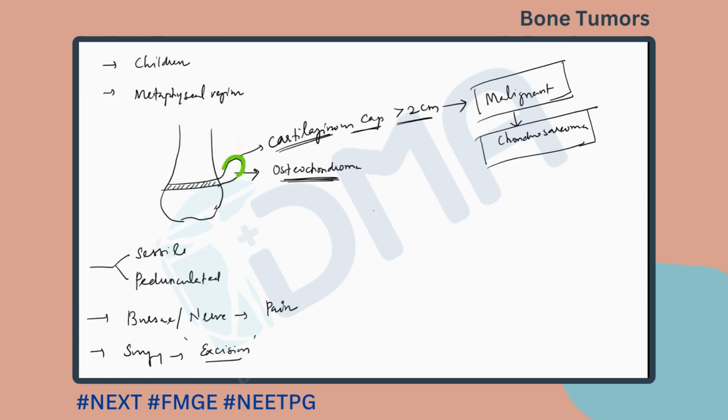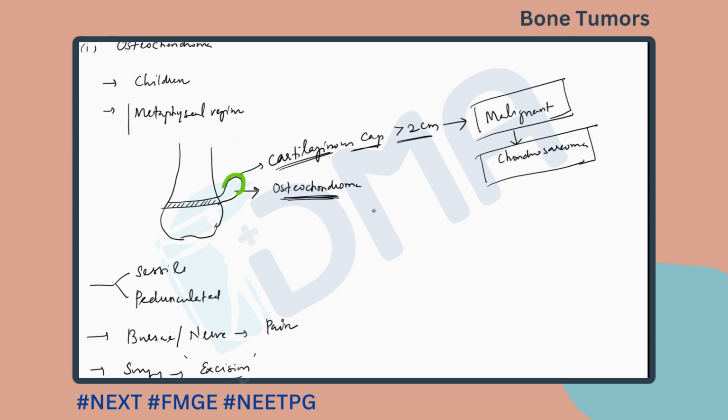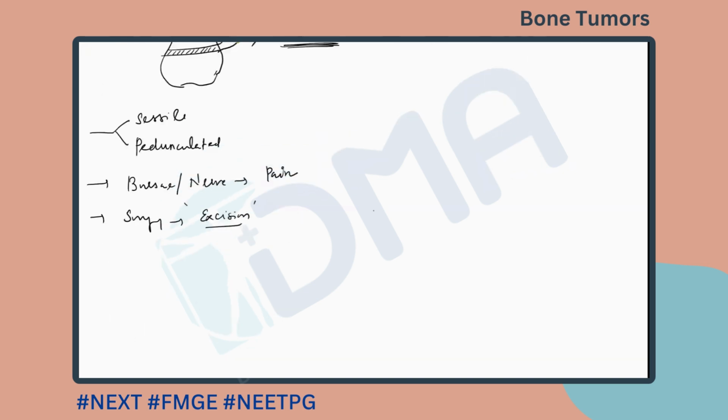So these osteochondroma characteristics are very important. It occurs in the metaphyseal region. It is covered by a cartilaginous cap. All these are important points. Though it arises in the metaphyseal region, it grows towards the diaphyseal region. But it arises from the metaphyseal region. So this is one benign tumor.